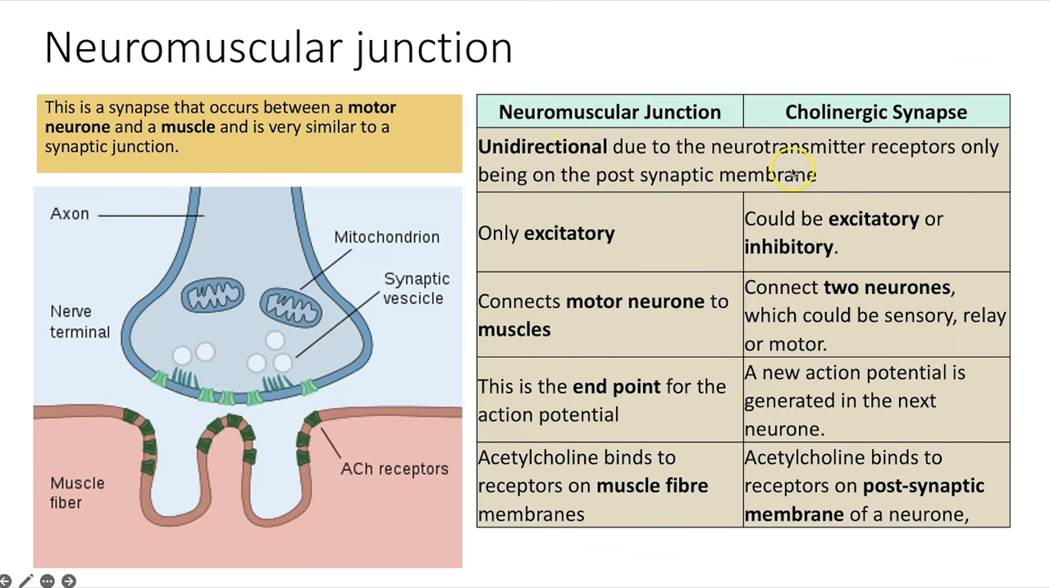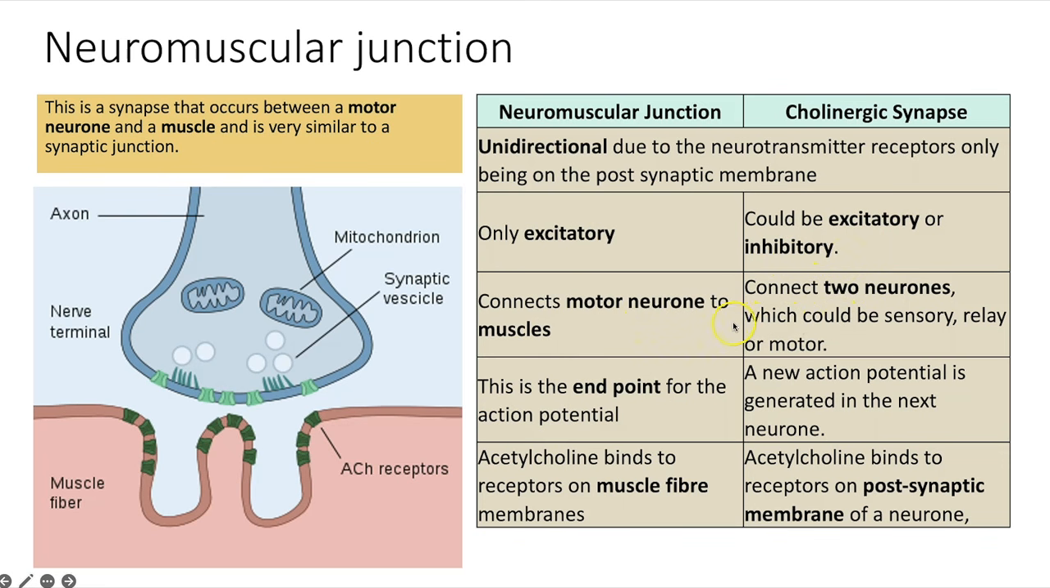They both involve unidirectional movement. A neuromuscular junction is always excitatory, meaning it will always result in a response, whereas cholinergic could result in a response, or you do get inhibitory synapses where chloride ions are released instead.